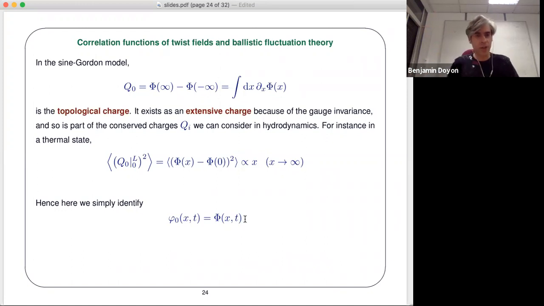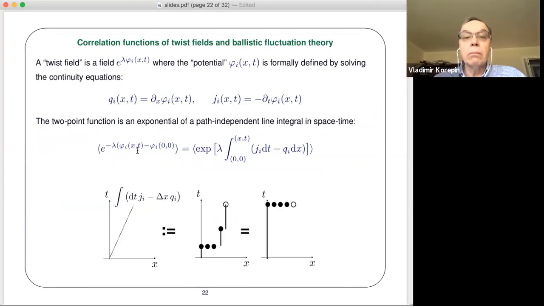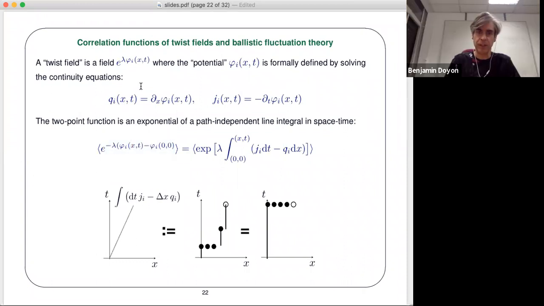So yeah, that's the thing. So you can also do that, and then you have access to the usual vertex operators of your sine-Gordon theory by these twist fields in hydrodynamic theory. Okay. Now, how do you calculate this?